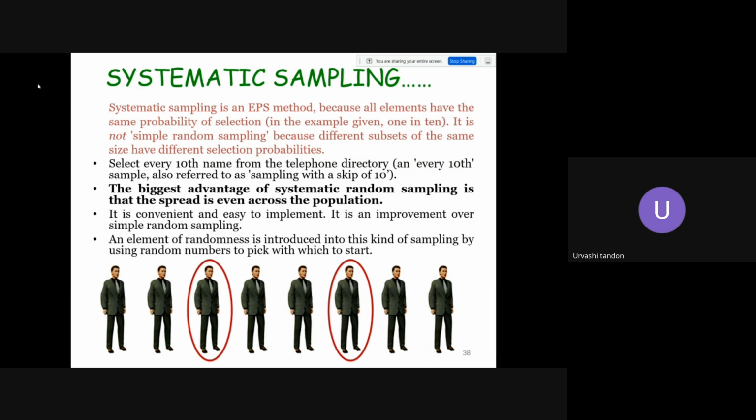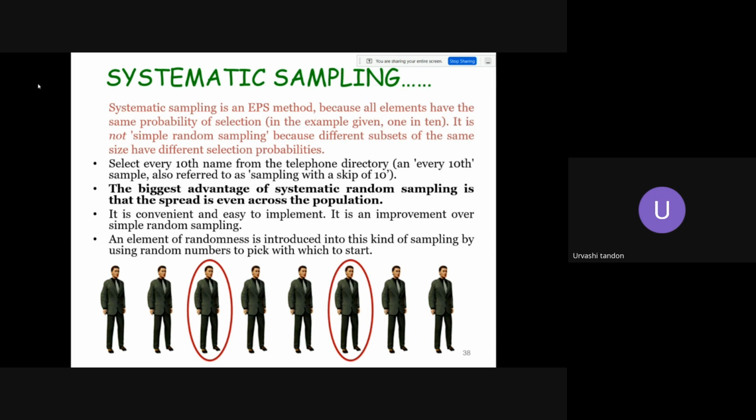Because here again all the elements have the same probability of selection, it is not simple random sampling, because different subsets of the same size may have different selection probabilities. What this sentence means is that we are skipping to 10, right? And the biggest advantage of systematic random sampling is that the spread is even across the population.